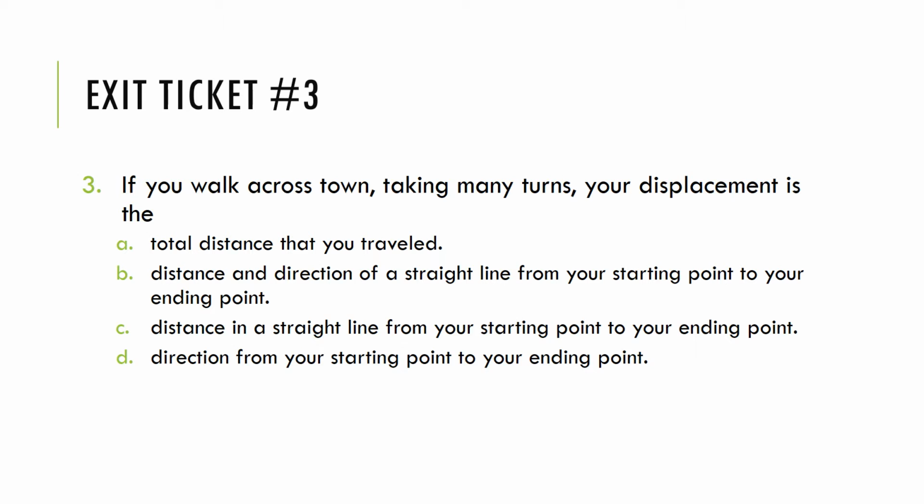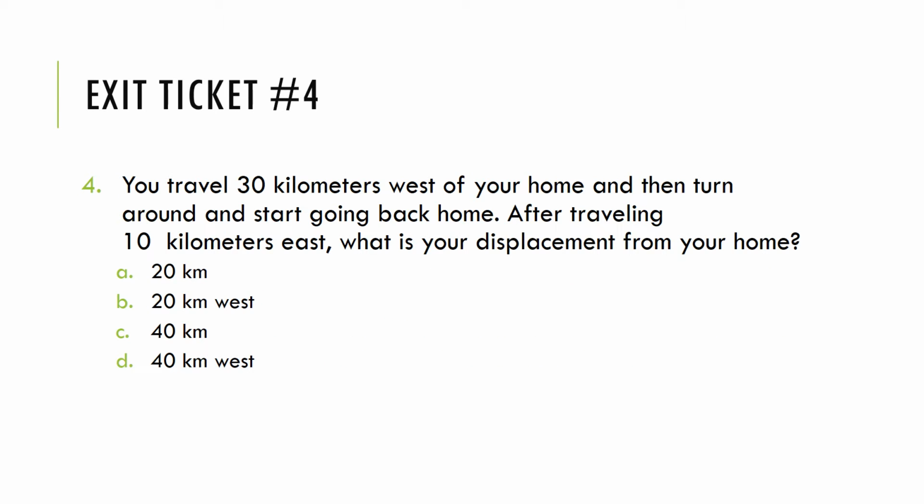Number 3, if you walk across town taking many turns, your displacement, I think I was in there for this one. Your displacement is B because this one is a vector, but not least. Whenever you have one like this, let me get back and I'll draw it for you. Always, always, always draw it, okay?